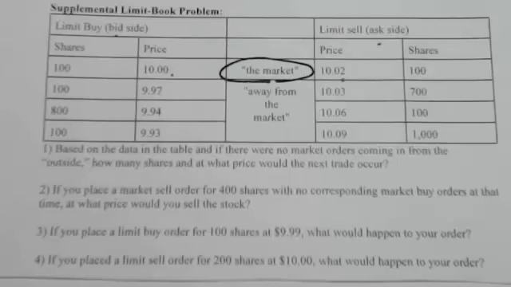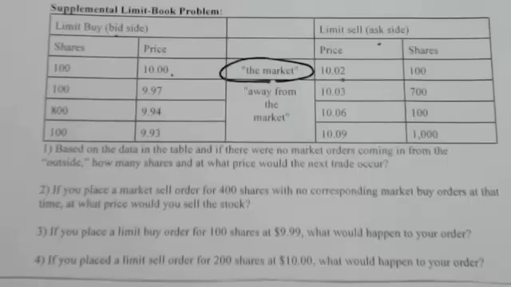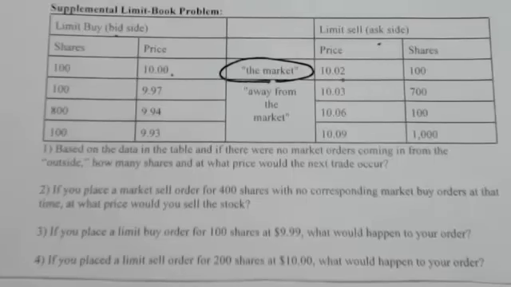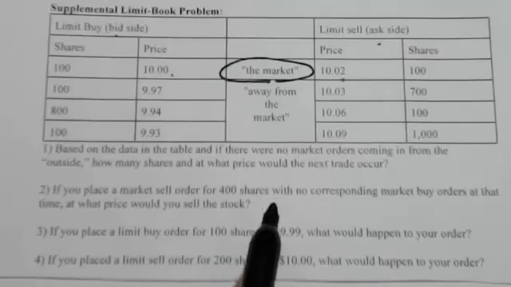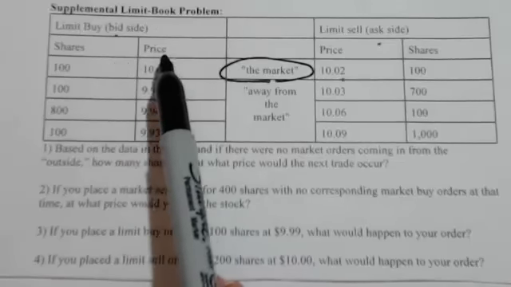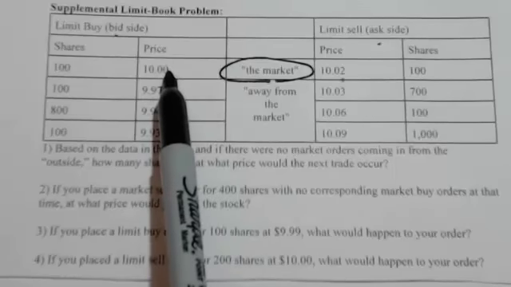I think it's insightful. Question 2, if you place a market sell order now, remember these are all limits, so a market sell, you're coming in from the outside to sell 400 shares, and assuming there's no corresponding market buy orders coming from the outside, at what price would you sell the stock? Okay. Well, this is another slightly tricky question. Look, you're willing to sell, right? So that has to be somebody who's willing to buy, right? And so if you're putting in a market sell, that means this order is going to be executed, right?